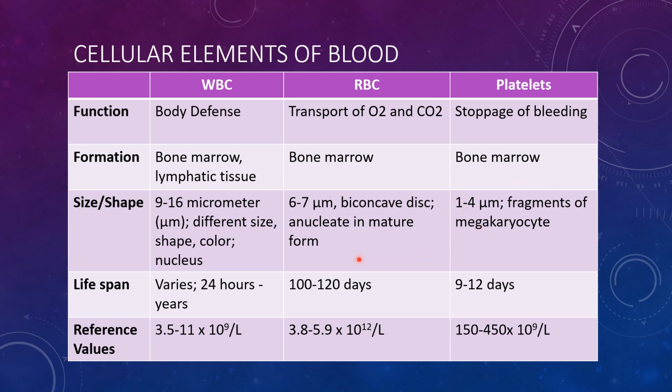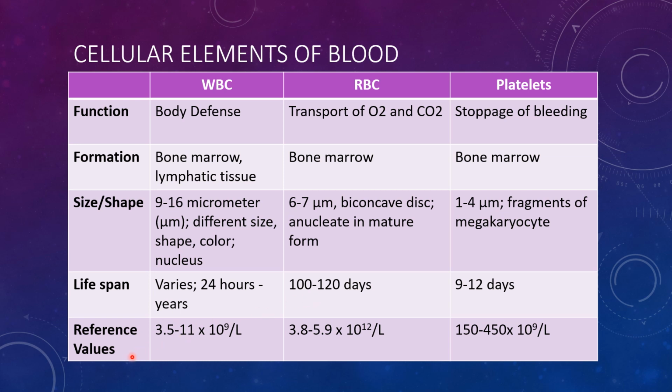So the lifespan of each cellular element, for your WBC, varies. Usually it takes only 24 hours and some will take years. For your RBCs, they only last 100 to 120 days, while your platelets only last 9 to 12 days. Please remember the lifespan of each cellular element.